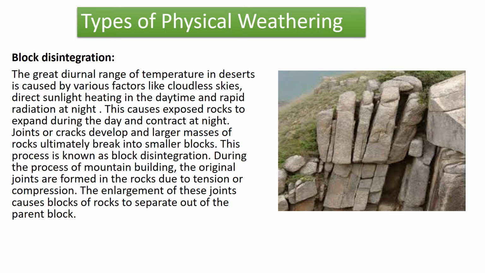Now let us understand the various types of physical weathering. First, we begin with block disintegration. The great diurnal range of temperature in deserts is caused by various factors like cloudless skies, direct sunlight heating in the daytime, and rapid radiation at night. Let us understand what diurnal range of temperature means. Diurnal range of temperature is the difference between the daily maximum and minimum temperature.